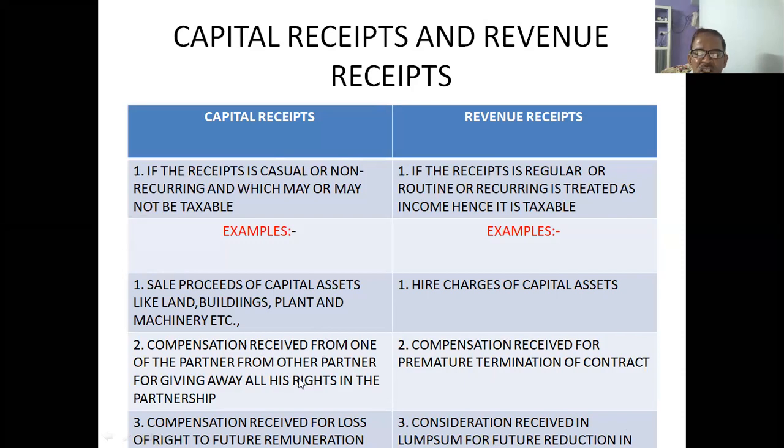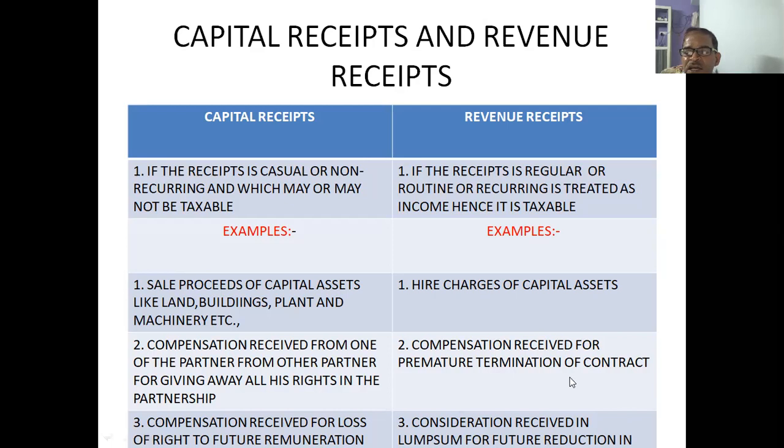Next, in case of capital receipt, compensation received by one partner from another partner for giving away all his rights in the partnership firm is called a capital receipt. Suppose I'm a partner of your firm, you become two and two. Now I want to come out of the firm. I'm giving all my rights to your partnership firm, and you pay me some amount. That is called capital receipt.